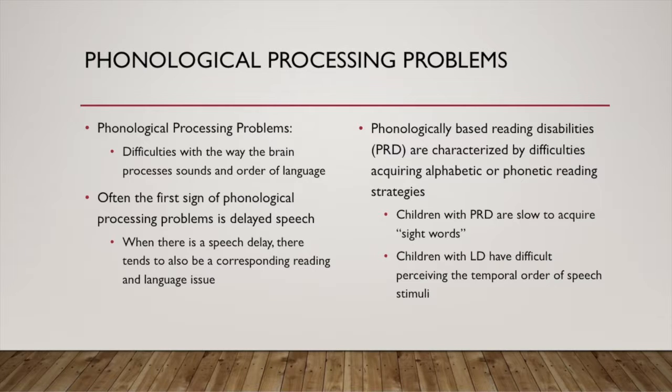So phonologically based reading disabilities, PRD, are characterized by difficulties acquiring alphabetic or phonetic reading strategies. Children with PRD are slow to acquire their sight words, so words that they should be able to look at and just know what they are. And then children with LD have difficulties perceiving the temporal order of speech stimuli.